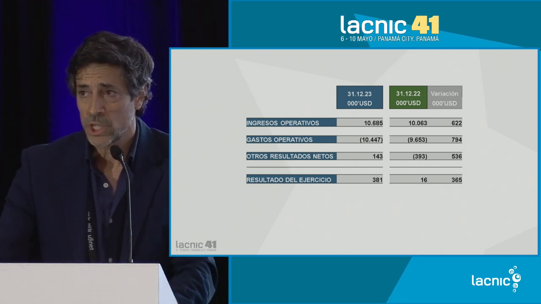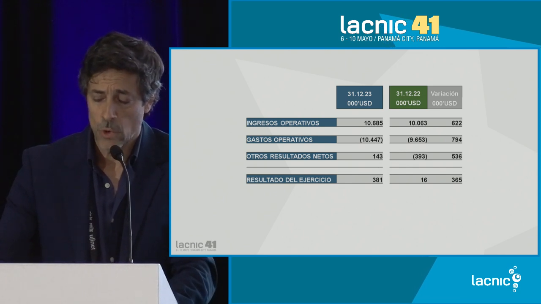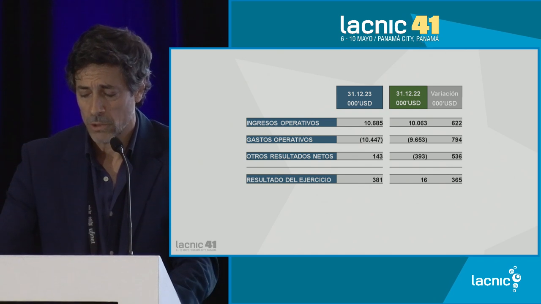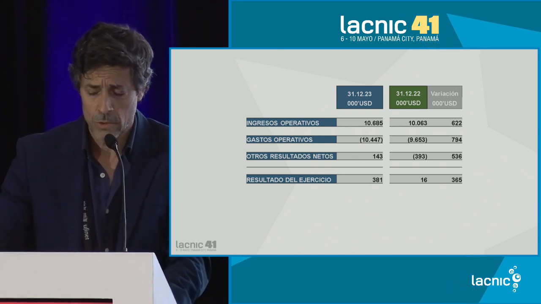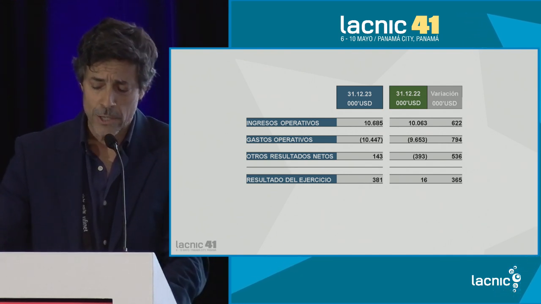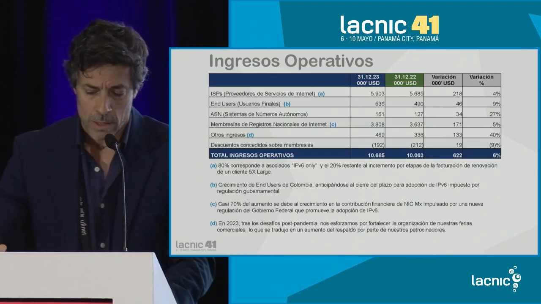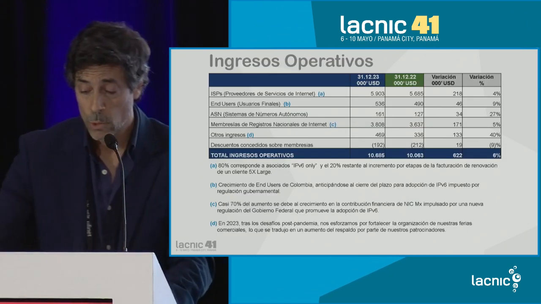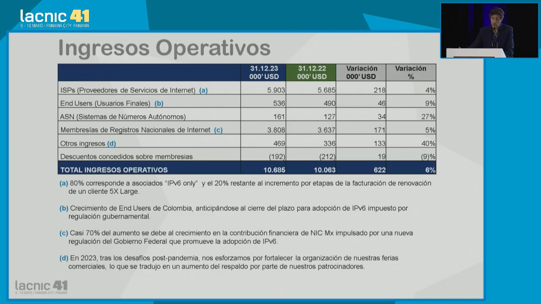Here we have a high-level summary of how these results are achieved. Operational income increased 6% compared to the previous year, whereas the operational expenses increased 8%. Other net results had a significant increase driven by the results of the financial investment, so we could close the year with a positive result. We'll now go into each of these components of the results.